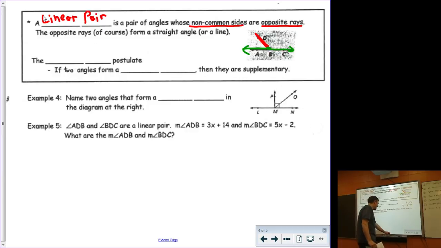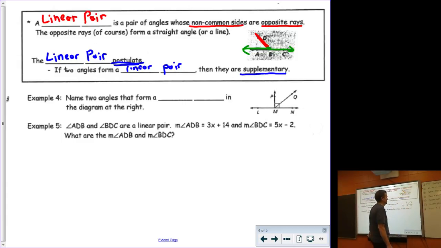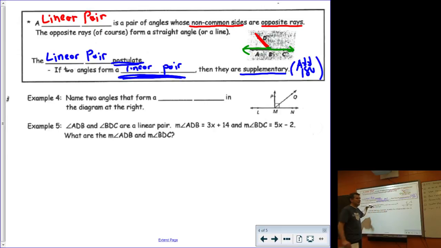All right, and the next one is the linear pair postulate. The linear pair postulate says if two angles form a linear pair, then they are supplementary, or they add to 180, right? Okay, don't confuse the definition of a linear pair with the linear pair postulate. The linear pair postulate already assumes you have a linear pair, and if you do, it means they are supplementary.